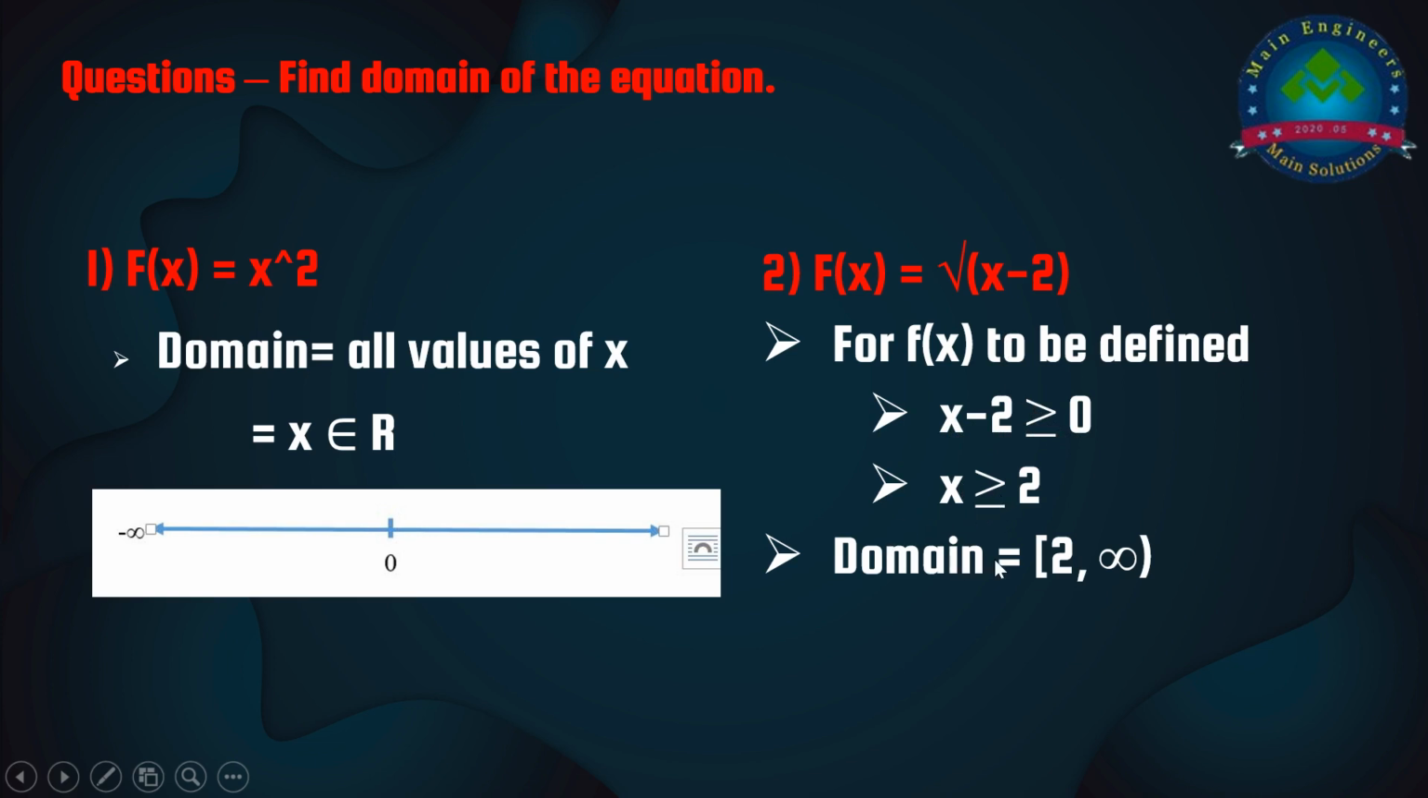Domain is equal to, so here what is the domain? Domain is going to be [2, ∞). The square bracket means include 2, to infinity, and the round bracket sign means excluded, because we don't know the end point. So we cannot include the infinity as infinity is indefinite. So whenever you are going to use infinity, use the round bracket. That means excluded, and this sign means included.